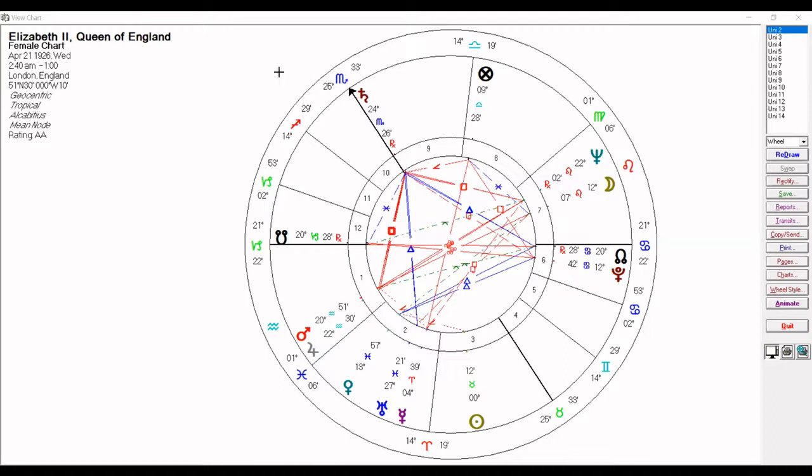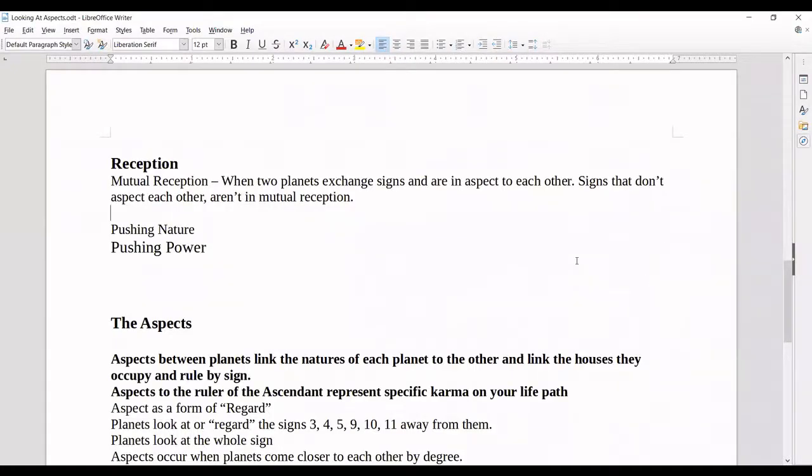And this now comes to what I was talking about, which was about how knowing what's going on with the aspects is knowing what your life path is about. Because ultimately, for instance, let me just go back to her for one more second.